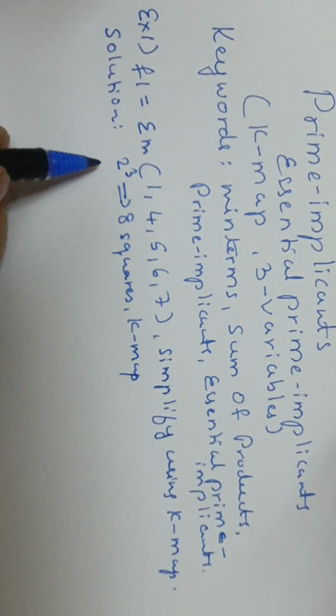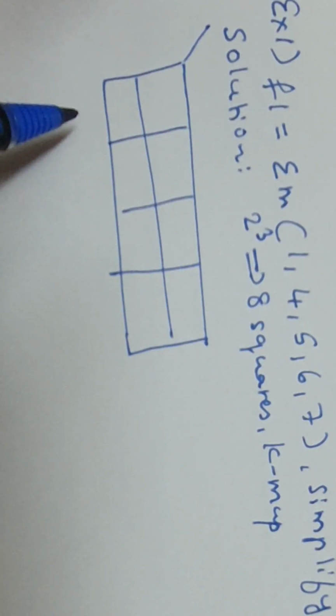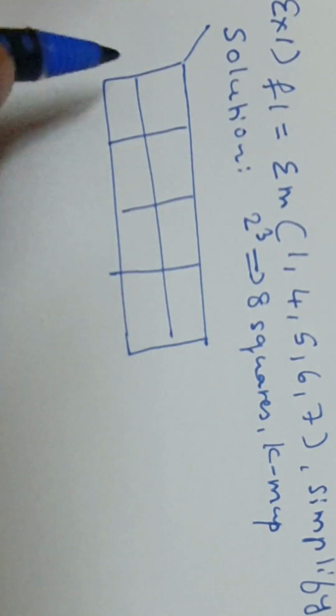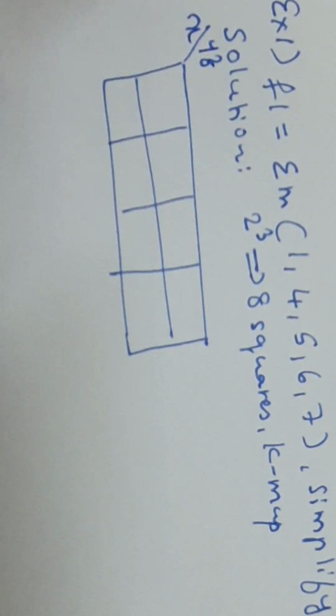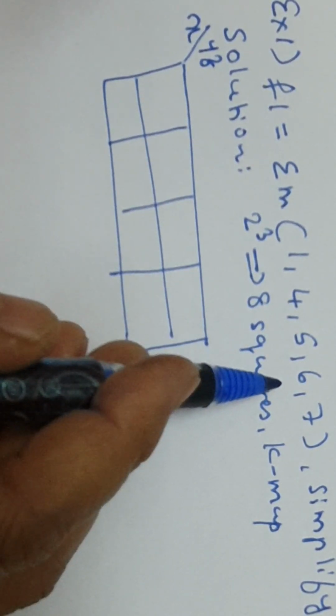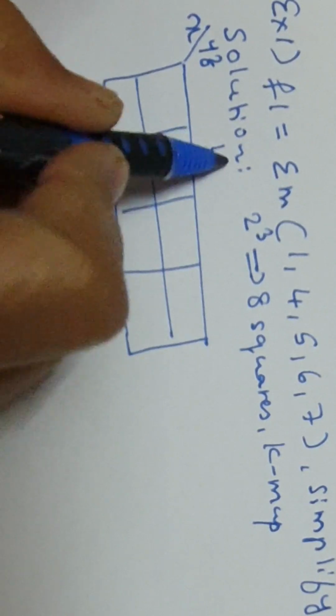3 variables means 2 raised to 3, so an 8 squares K-map we have to draw. Right? This is an 8 squares K-map: 1, 2, 3, 4, 5, 6, 7, 8. So x, y, z, 3 variables we write here. The variables taken for this are x, y, z. We can take a, b, c also. So this is the K-map for the f1 function.